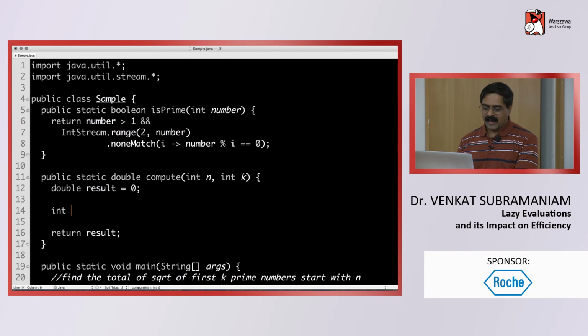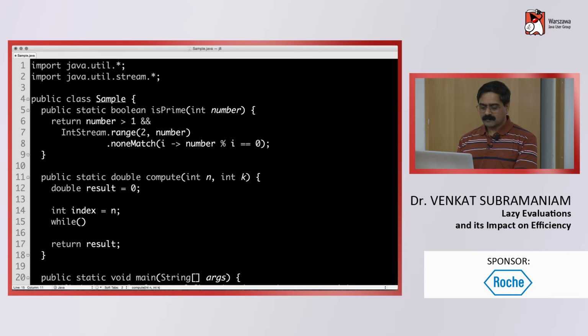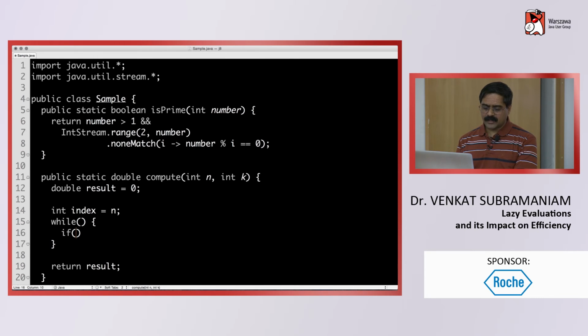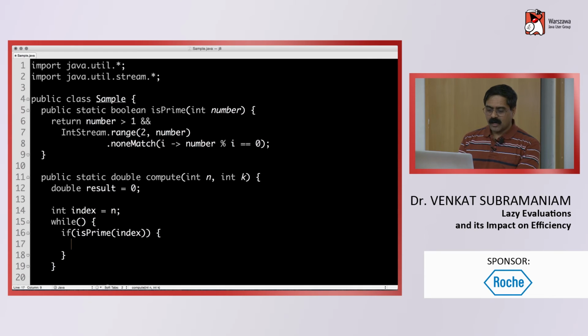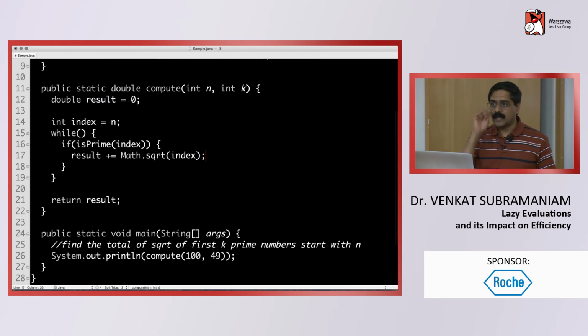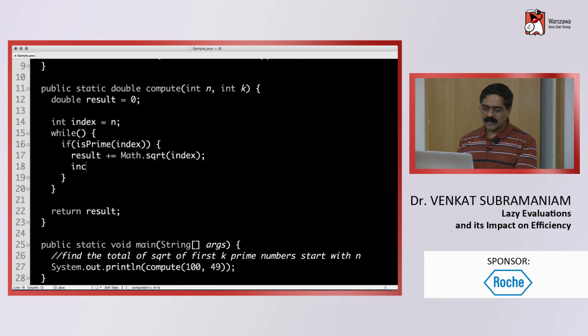You will first say int index equals n, while, we'll come back to that, if isPrime of index is equal to true, then what do you do? You say in that case, result plus equal to is going to be Math.sqrt of index. So seems reasonable, isn't it so far? Are we done? Oh no, you have to increment the index. Oh, of course, I got to increment the index, so I will increment the index right here.